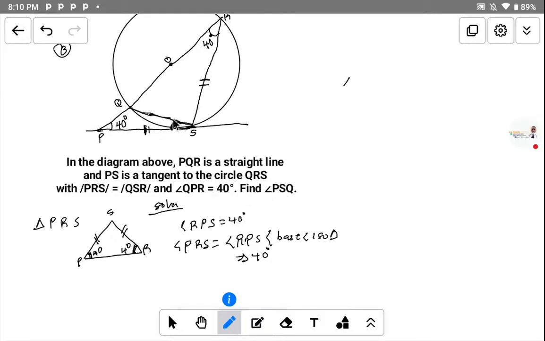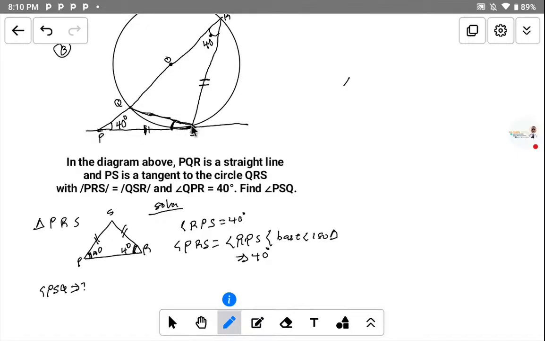So we want to look at this angle here. That is the question we're told to find. Now let's look at our angle PSQ. What will be the angle PSQ? Let's say it is that. Now, if you look at this angle PSQ here, what just happened here?